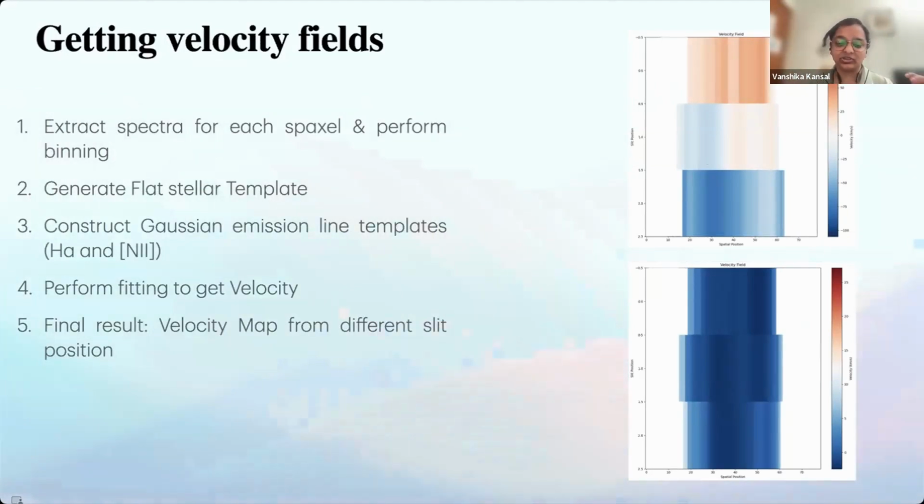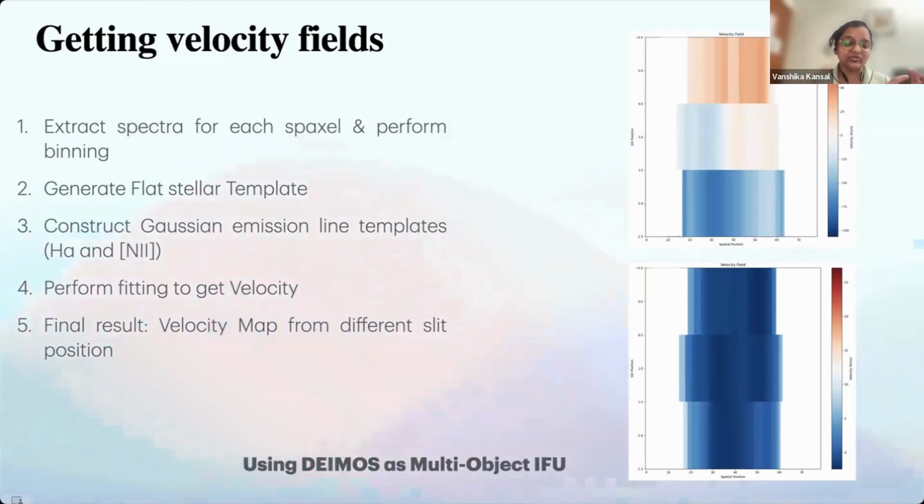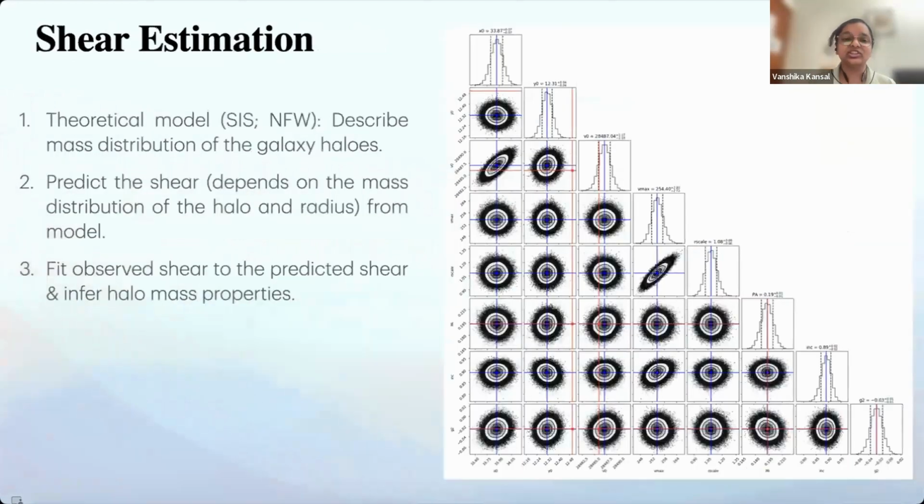After getting this velocity field for our sources, we are using it, for the first time, as a multi-object IFU, and we have used this velocity field to get our shear estimation. And from this shear estimation, we can also go for the halo mass estimations. But for now, I'm at the stage where I'm getting the shear estimations from these velocity fields.